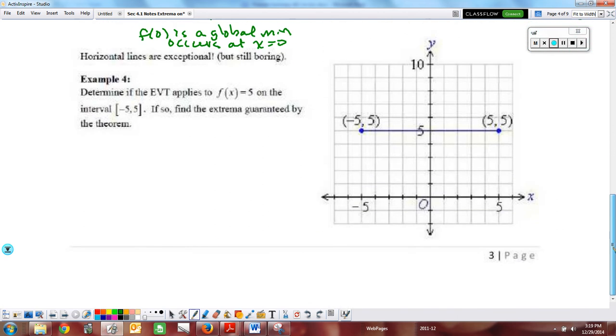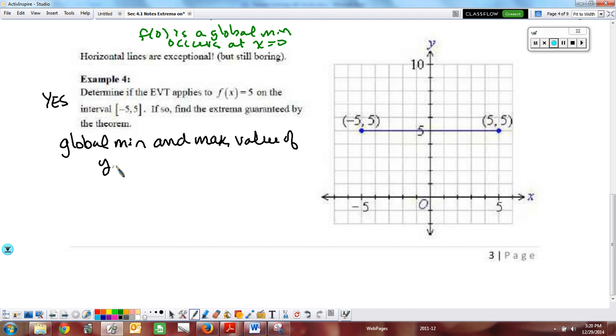And then again, just to remind you, that special case, simply because you might see this, is: does EVT apply to this on the interval? The answer is yes. I have a continuous function on a closed interval. And then to find the extrema, we would have both a global min and max value of y equal to 5 for every x value in the interval -5 to 5. So we have infinitely many of them in that case.